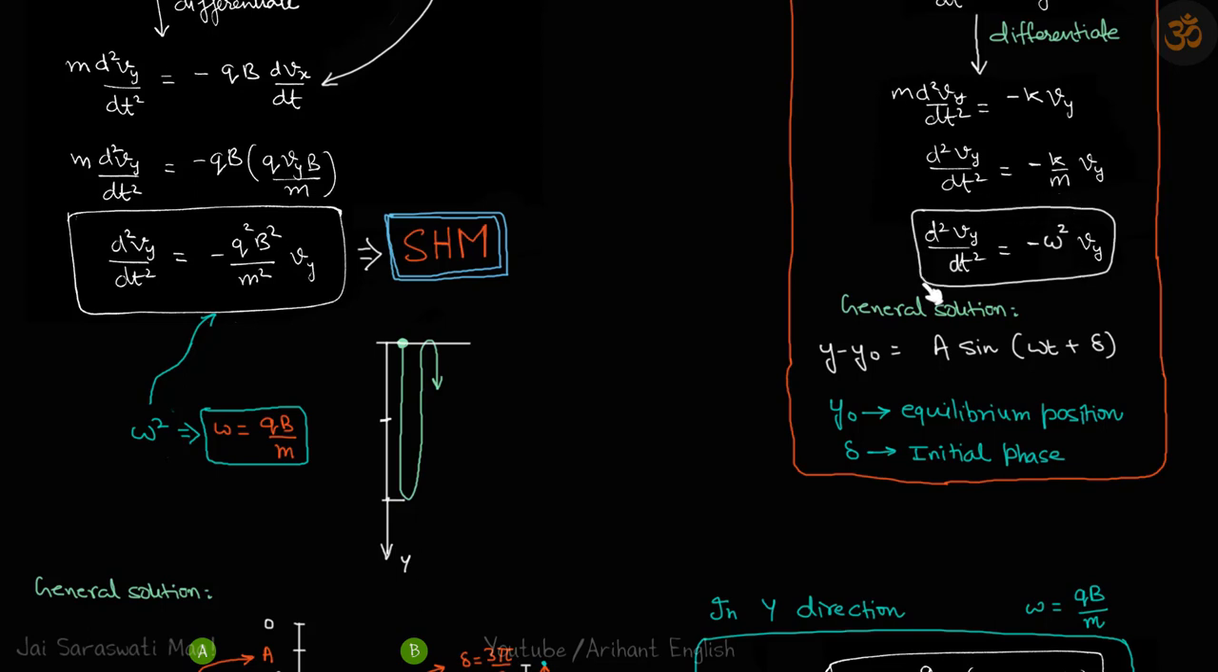So general solution of this equation is y minus y naught is equal to A into sine omega t plus delta, where y naught is the equilibrium position, A is amplitude, and delta is initial phase of the SHM. So let's write this same general equation for this, and we will then arrive at the exact equation. So this is performing SHM. You can compare this equation with this. So omega in our case will be qB by m.